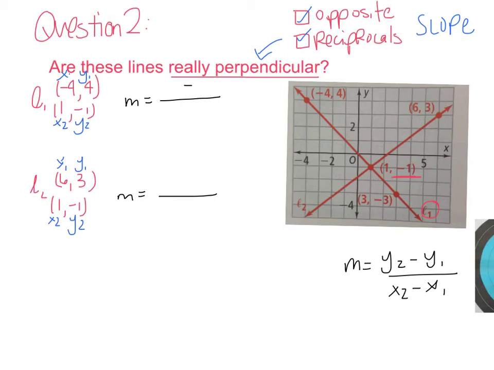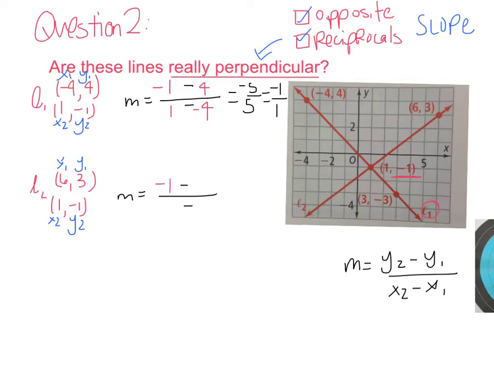Okay, so before I use the slope formula, I like to set them up like this, and then I plug in my values. That way I avoid missing a negative here or there. Okay, so let's see. y2 is negative 1, y1 is 4, x2 is 1, x1 is negative 4, and when I do my calculations, I get negative 5 over 5, which is the same as negative 1 over 1. Okay, now for my next one.